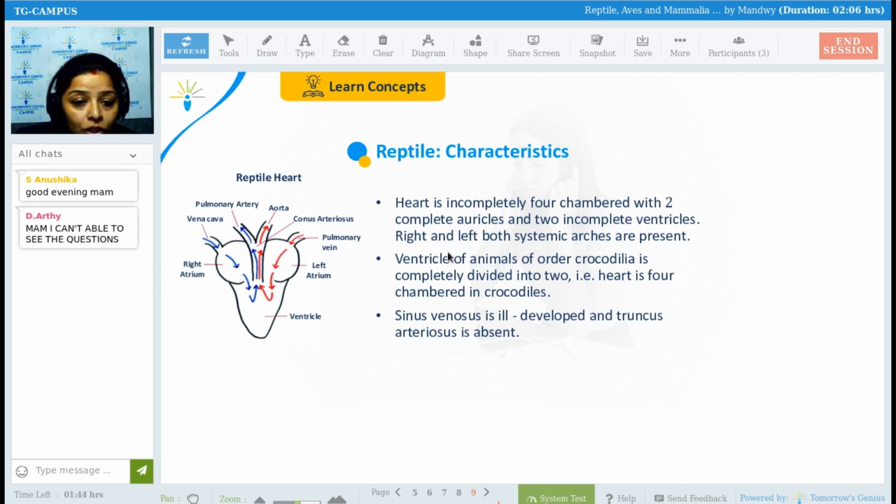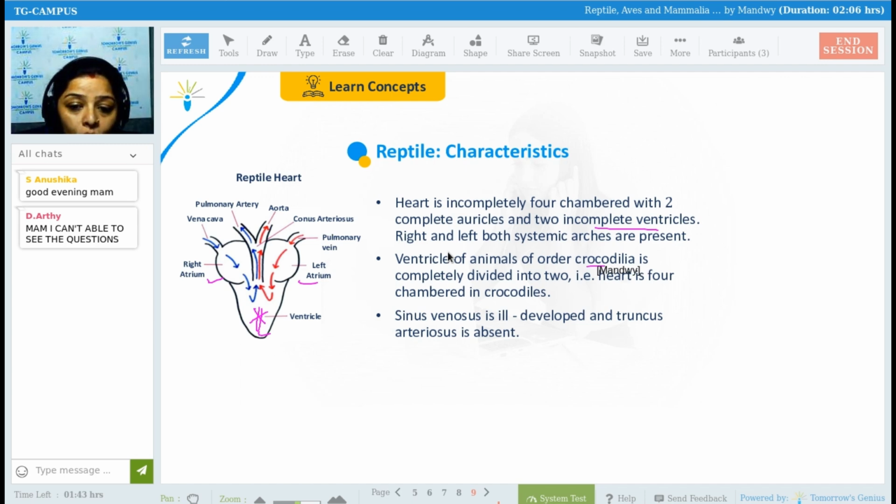Now let's see the circulation. As we know, reptiles have a three-chambered heart. So they have two auricles, the left and right atrium, and one ventricle. Their ventricle is not complete, as the separation is not there, and hence it is called an incomplete ventricle. Because of this incomplete structure, the oxygenated and deoxygenated blood get mixed together in the ventricle. Are you getting me?